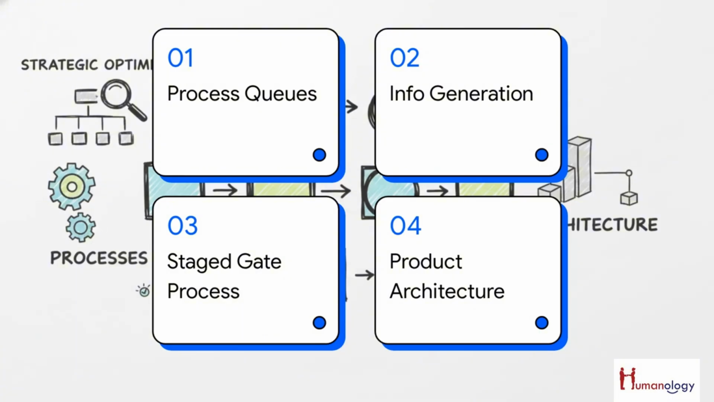Here is our roadmap. We're going to start by taming hidden process queues. Then we'll look at generating information efficiently, specifically through failure. After that, we're hacking the traditional staged gate process. And finally, mastering your product architecture. This framework is going to completely shift your mindset from just traditional building to highly efficient information generation.